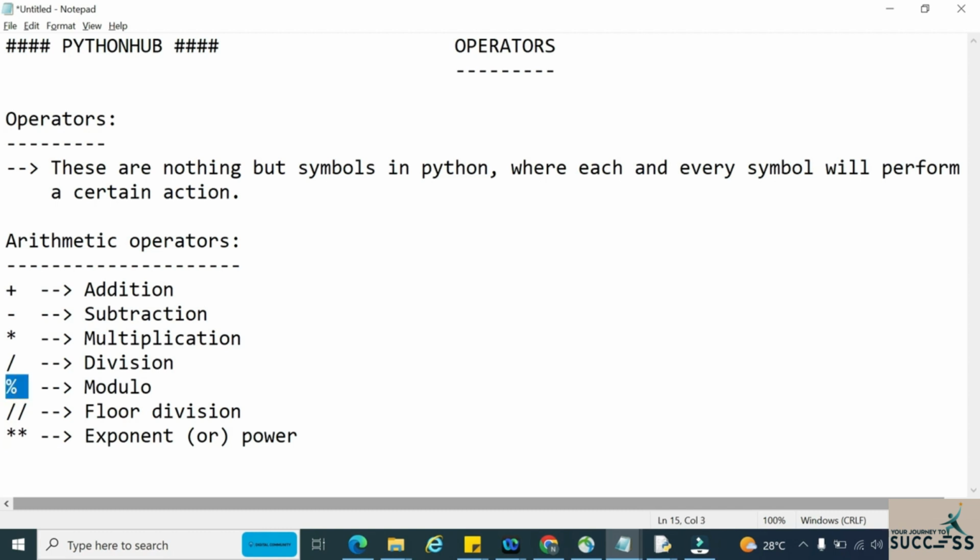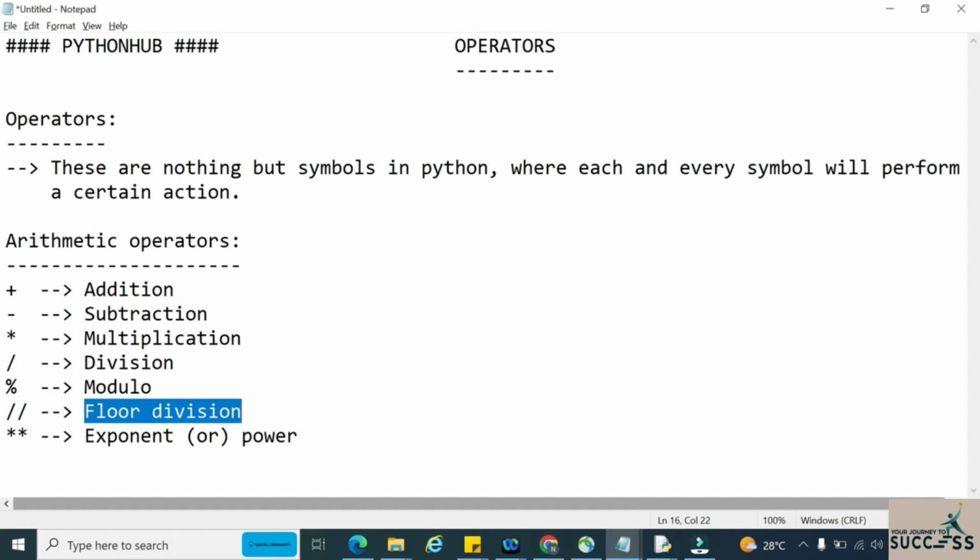Now the next thing is float division. In Python we have two kinds of divisions: one is the division and the other one is the float division. In normal division the return type is always floating point, but in float division the return type is always integer. Let us see how we can differentiate these two.